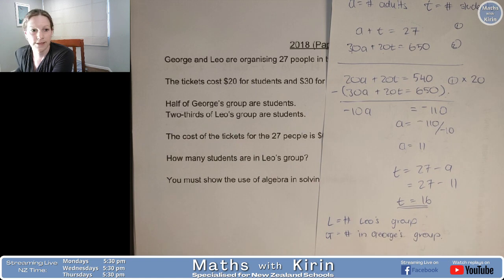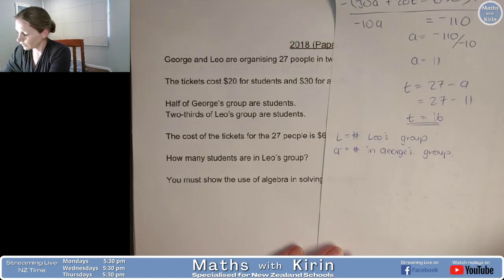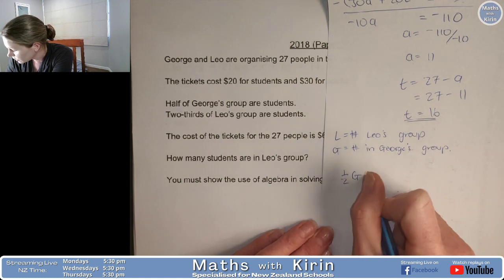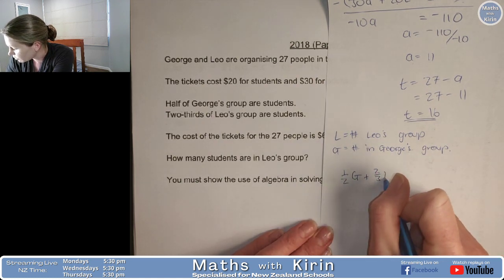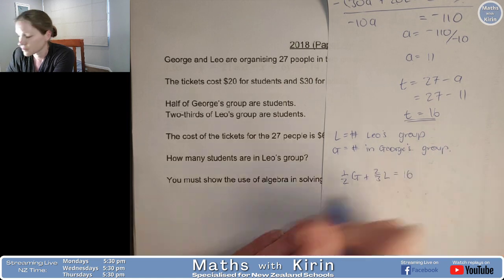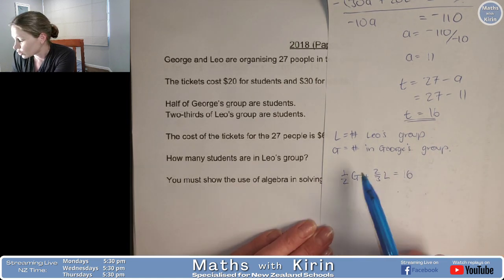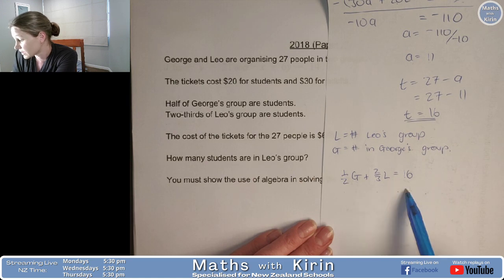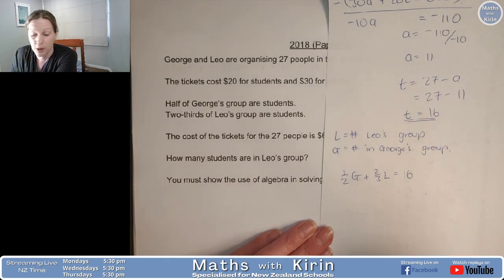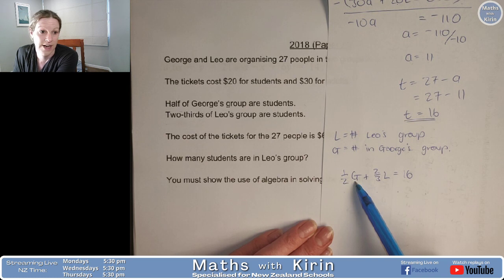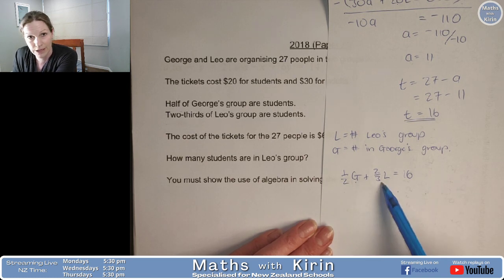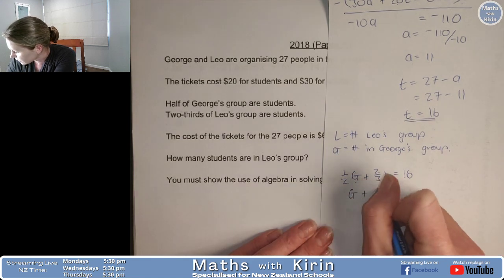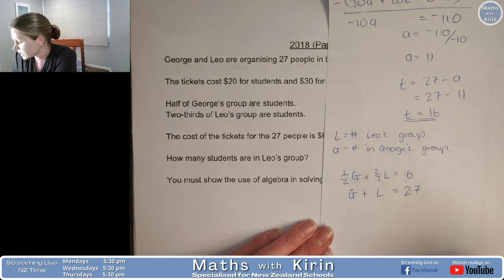because we know that there are 16 students, our equation, half of the people in George's group plus 2/3 of the people in Leo's group are students, so they must add to 16. You could write a second equation, half G plus 1/3 L equals 11 using the adults, because obviously if half of George's group are students, then half are adults, and if 2/3 of Leo's group are students, then 1/3 are adults. I prefer to use this equation. I did that last time as well.